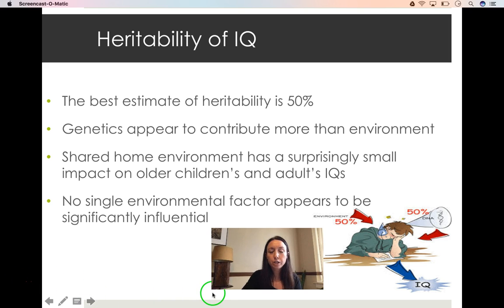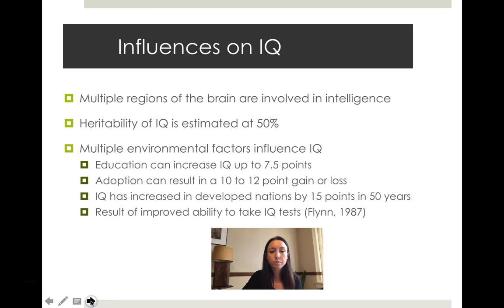So now we're going to talk about some of those things. Oops, sorry about that. Okay, so when we're looking at influences on IQ, we know that there are multiple regions of the brain that are involved in intelligence, and they all play a really important part. Again, the heritability of IQ is estimated, like I mentioned, at about 50%. But there do seem to be multiple environmental influences that can really factor into IQ.